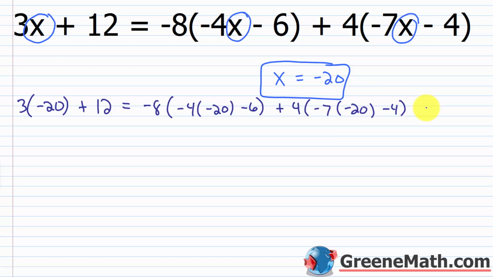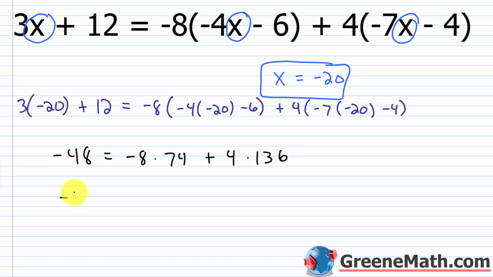And let's just go through and simplify. So 3 times negative 20 is negative 60, and then negative 60 plus 12 is negative 48. So let's write negative 48 over here. On this side, negative 4 times negative 20 is 80. 80 minus 6 is 74. So you would have negative 8 multiplied by 74. Then plus, over here, you'd have negative 7 times negative 20, which is 140. And then 140 minus 4 is 136. So plus 4 times 136.